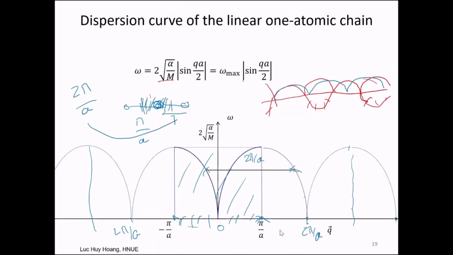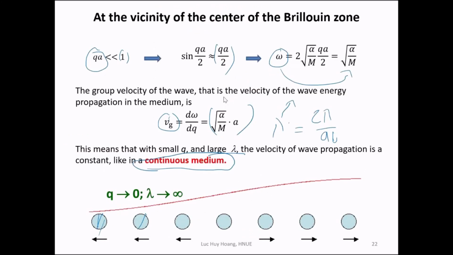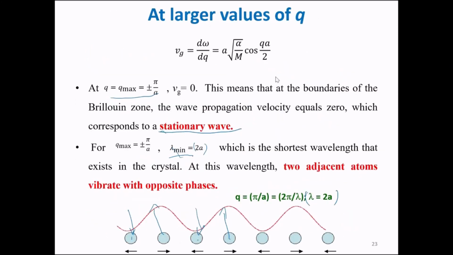The dependence of omega on Q is over the area from minus pi over A to plus pi over A. And now we see that the dependence of omega on Q is quite different at the center and at the boundary. When we consider this first Brillouin zone, we study how omega depends on Q at the center and how omega depends on Q at the boundary.